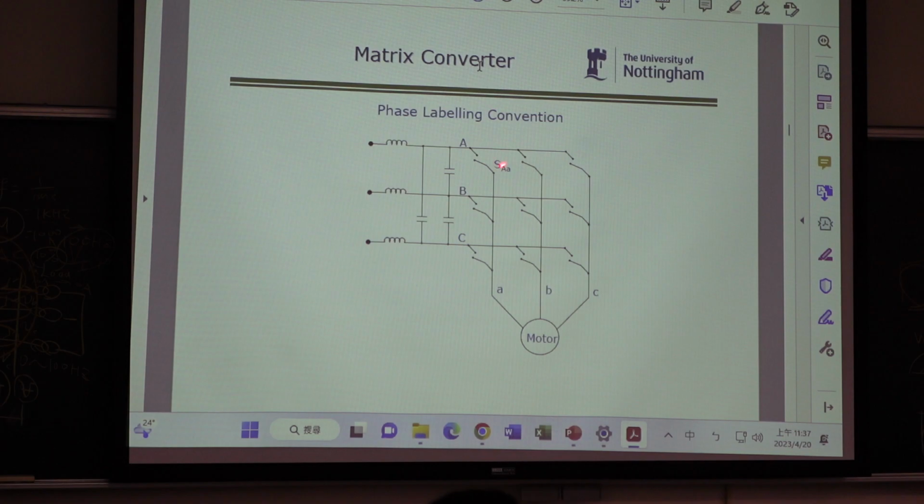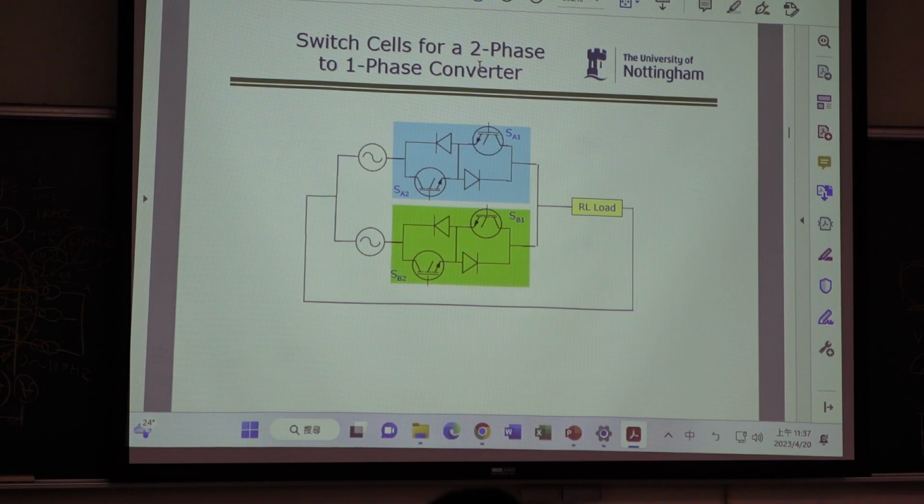So now we want to explain. We have 1, 2, 3, 4, 5, 6, 7, 8, 9. We have 9 switches. We say this is SAa, meaning A is input, small a is output. We say this is SBa, B is input, a is output. We say this is SCa, C is input, a is output. So we use different symbols.